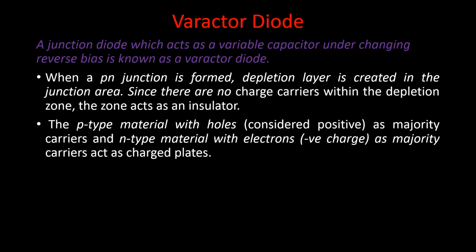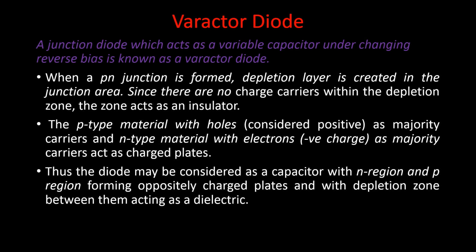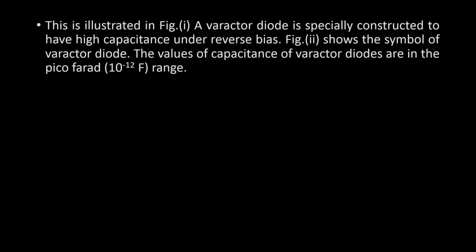The p-type material with holes, considered positive, as majority carriers and the n-type material with electrons, negative charge, as majority carriers act as charged plates. Thus the diode may be considered as a capacitor with the N region and P region forming oppositely charged plates and with the depletion zone between them acting as a dielectric. This is illustrated in Figure 1.